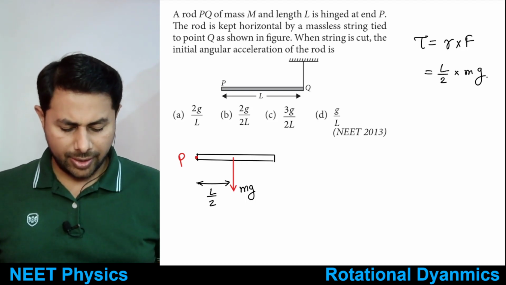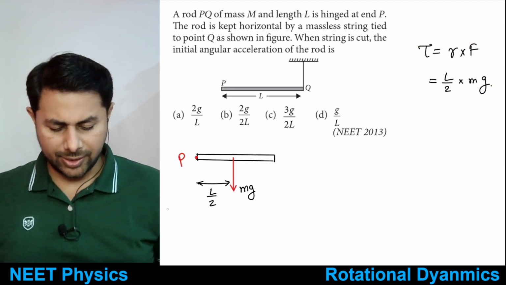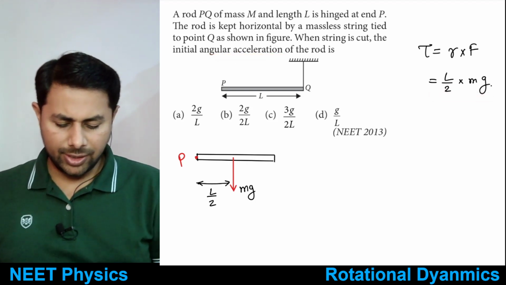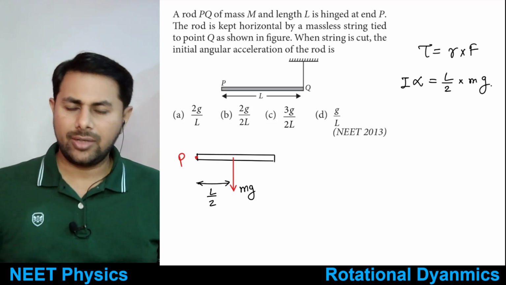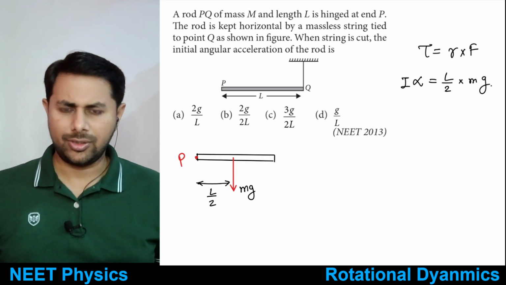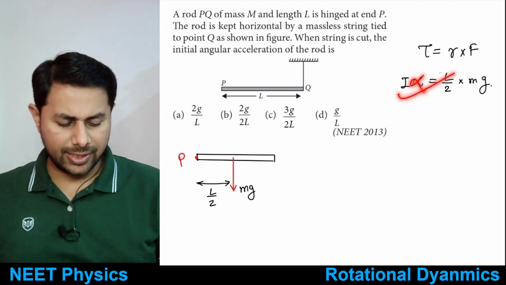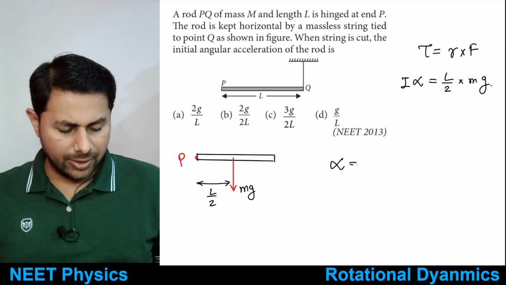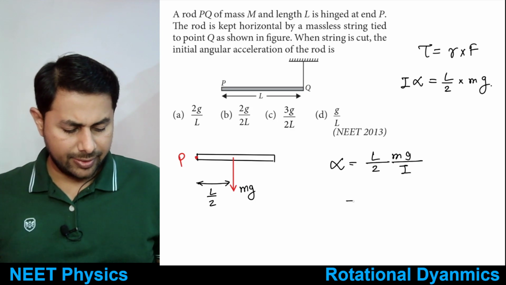And what do you want? Acceleration? No, you want angular acceleration, right? Initial angular acceleration. So the initial torque is this much, and the initial angular acceleration you want to find. So you write torque is equal to I times alpha, you know this formula, and therefore what will alpha be? Take I on that side, so I goes in the denominator, so alpha is L by 2 mg divided by I. It's very simple, right?